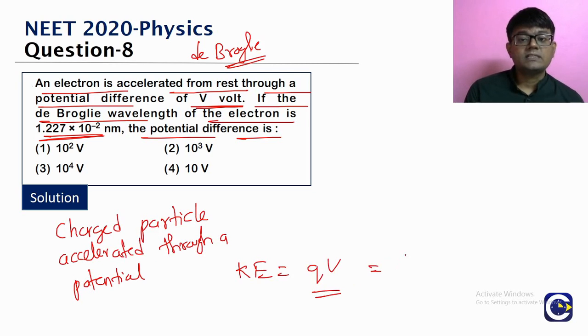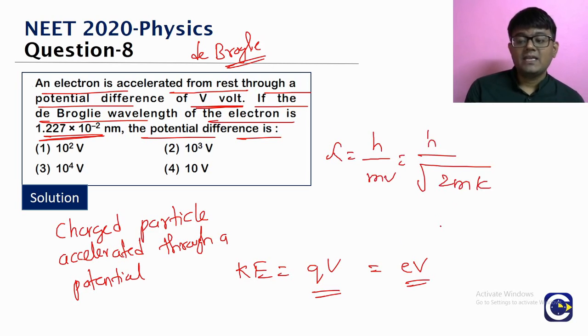In this case, what is the charged particle? Electron. So E times V, where V is the potential through which it is accelerated. Now, what is the de Broglie wavelength formula? Lambda is equal to h by mv. We have alternative formulas: h by root 2mK.